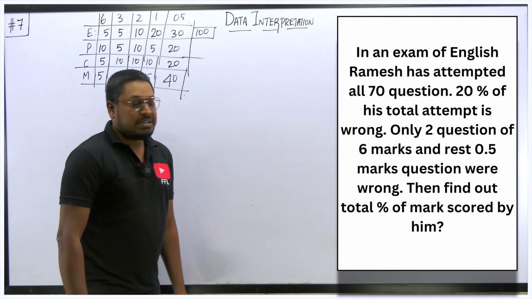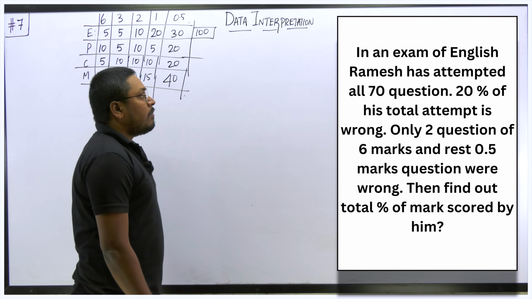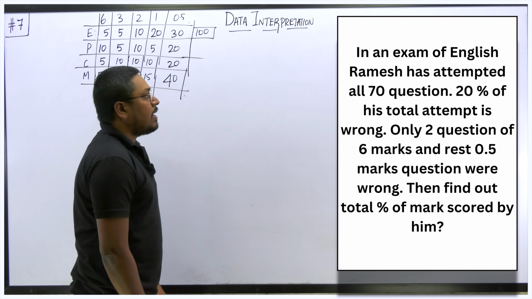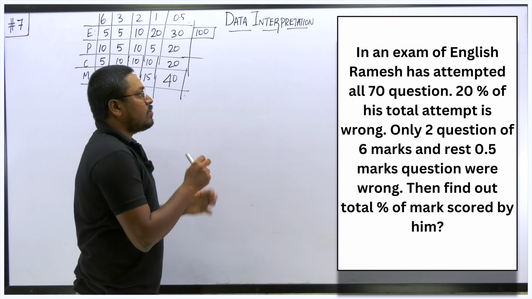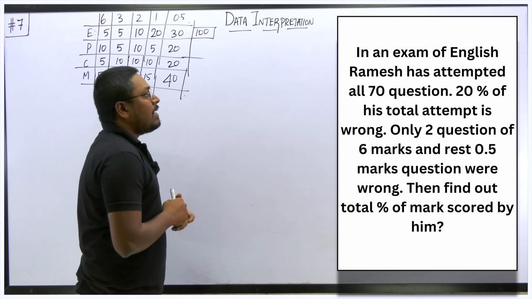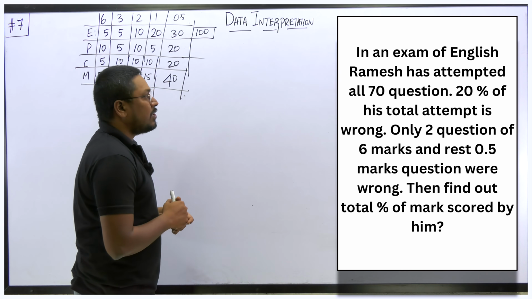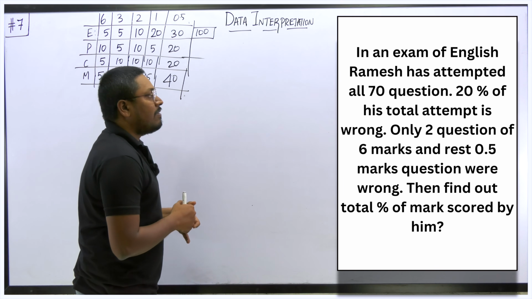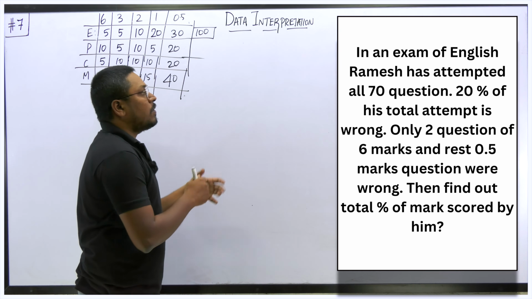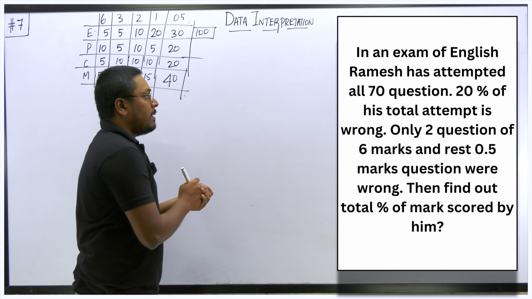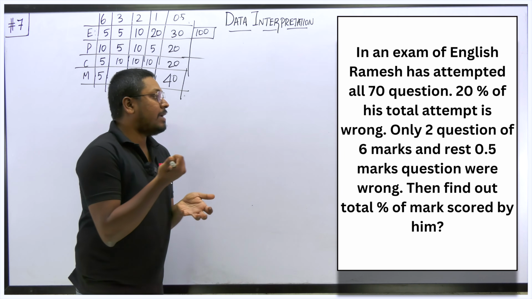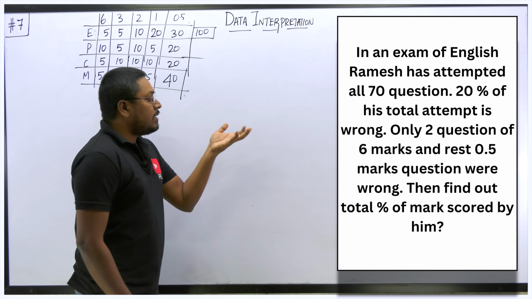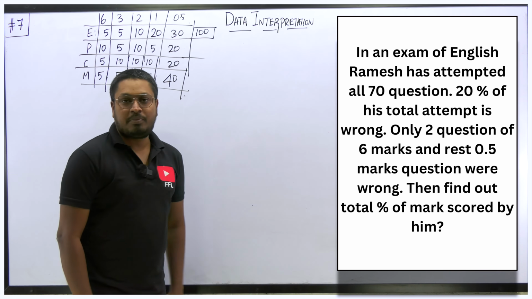So here is the first question. In the exam of English, Ramesh has attempted all 70 questions. So 20% of his attempt is wrong. So only 2 questions of 6 mark and the 0.5 mark question were wrong. Find out the total percentage of the marks scored by him. So friends, our target is to find the total mark that was scored by the person Ramesh in the English section. This is the point they have given.